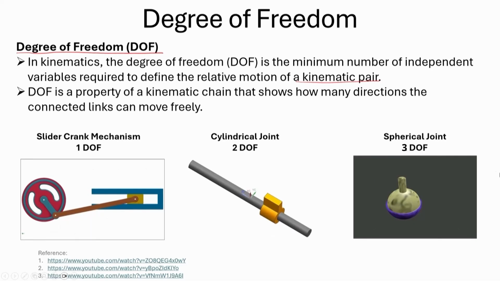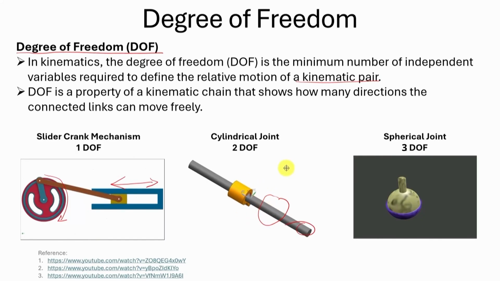For example, if I just look into the slider crank mechanism, we can see that it is only allowing 1 degree of freedom, okay? And the motion is transformed from the rotational motion here to the sliding motion in the slider crank mechanism. If I consider a cylindrical joint where these 2 rigid bodies are attached together, what kind of motion is it going to allow? Well, we can see that it is allowing 1 rotation as well as 1 translatory motion.